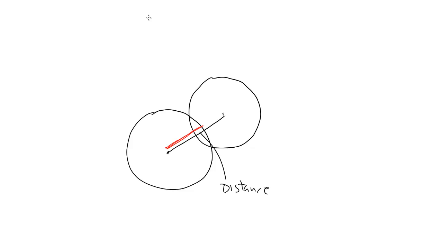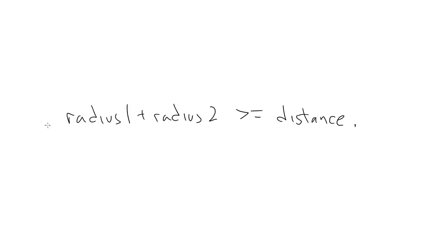Now, what about these two? Here's the distance, here's one radius, and here's the other radius. If you add these two radii, their sum is obviously larger than the distance. So here's your algorithm for determining circle-circle collision: is the sum of the radii greater than or equal to the distance between the centers of the circles?